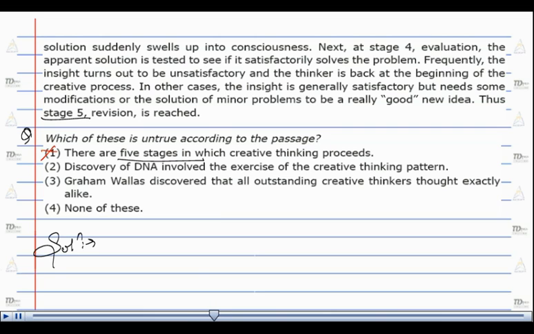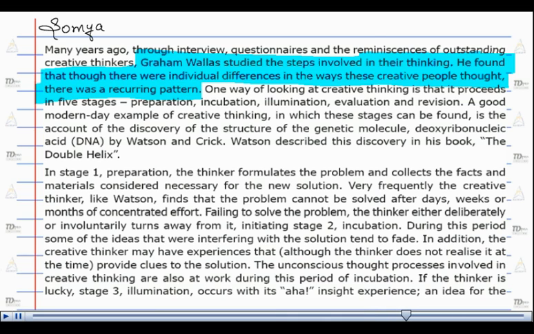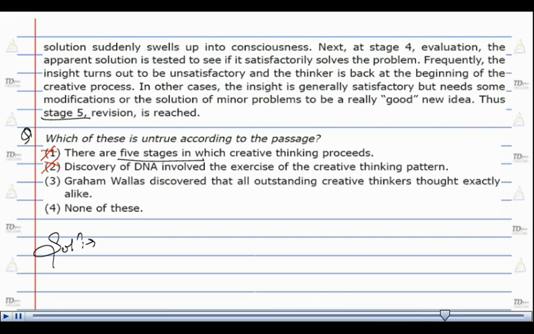Option number 2, discovery of DNA involved the exercise of creative thinking pattern. We had already seen the option is true as far as the passage is concerned. It is indeed an incorrect option, as can be found clearly in the first paragraph. Option number 3, Graham Wallace discovered that all outstanding creative thinkers thought exactly alike. This is something we cannot deduce. Here, Graham Wallace studied the steps involved in their thinking. He found that though there were individual differences in the way these creative thinkers thought, there was a recurring pattern. They were not indeed exactly alike. There were individual differences. Option number 3 here is the correct answer as it is untrue according to the passage. Option number 4 can be cancelled out. The answer here therefore is option number 3.